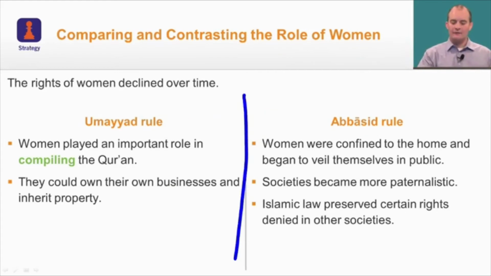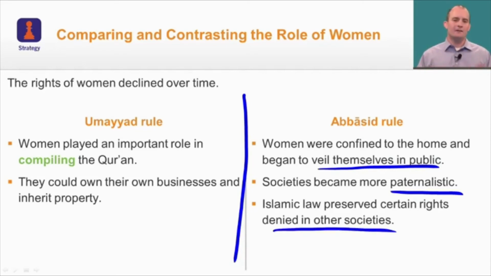Now, during the Abbasid rule, women were confined to the home and began to veil themselves when they went out in public. To veil means to cover up. And societies became much more paternalistic. What we mean by that is that the male figures in the house became much more powerful. And also, Islamic law preserves certain rights denied in other societies.